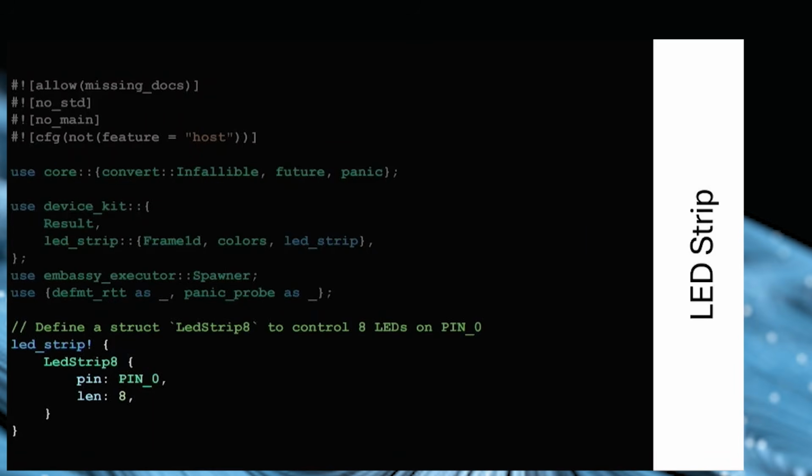With device-envoy, there's some stuff at the top, some imports, but the main thing is you use a macro called led_strip. And you tell it that you want to create a new struct type called LedStrip8, and that it's going to be controlling pin 0 on the Raspberry Pi Pico, and that the length of your LED strip is 8.